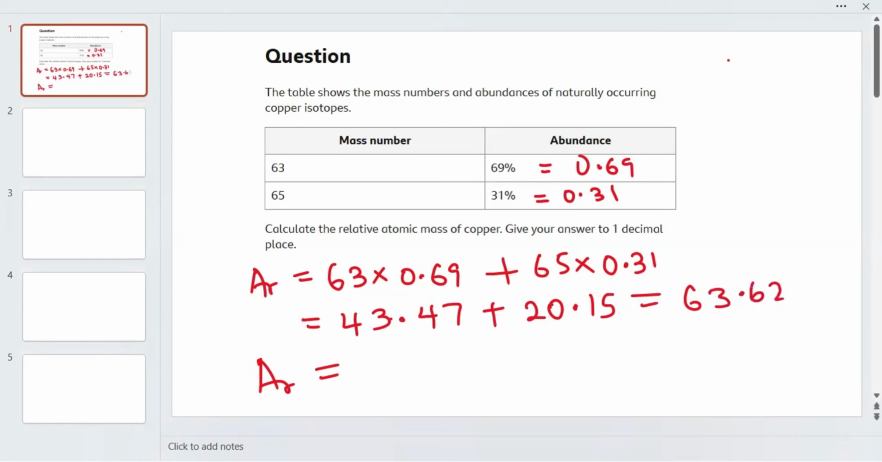63.62. But the question asks us to leave our answer in one decimal place. And that means that the relative atomic mass of copper will be 63.6. And that is how you calculate relative atomic mass of elements when you are given their isotopic abundance.